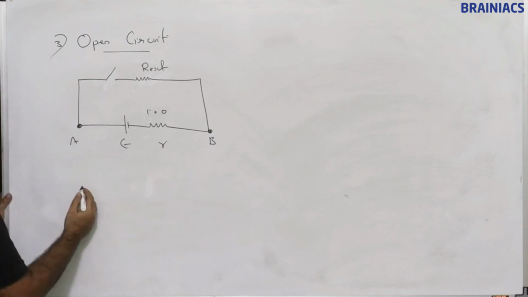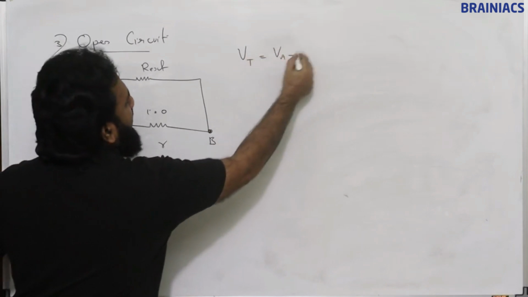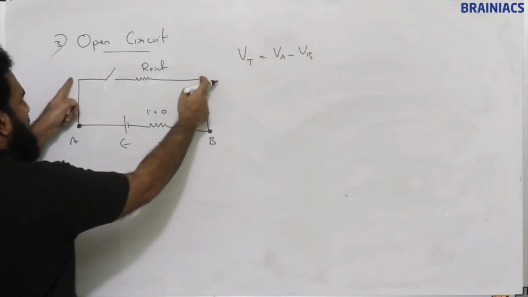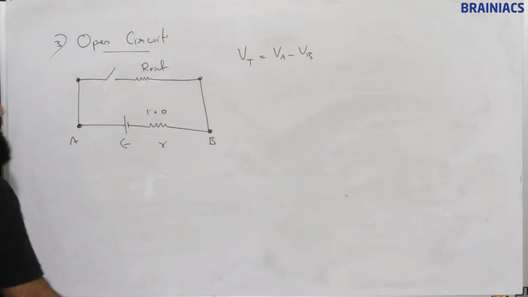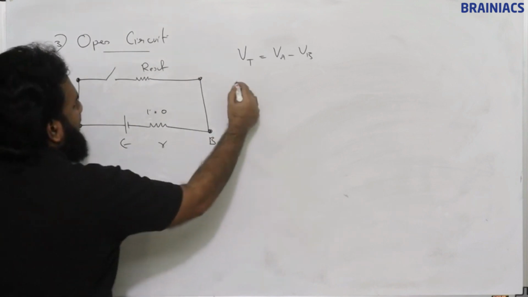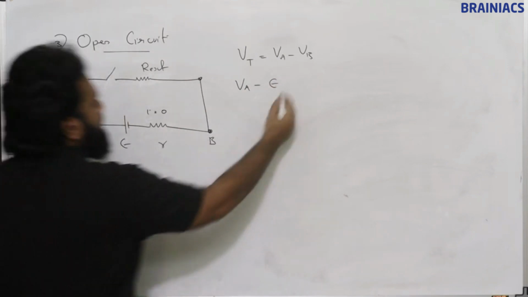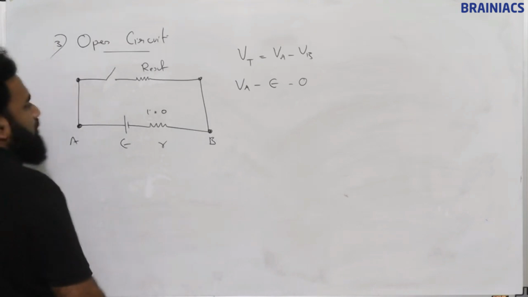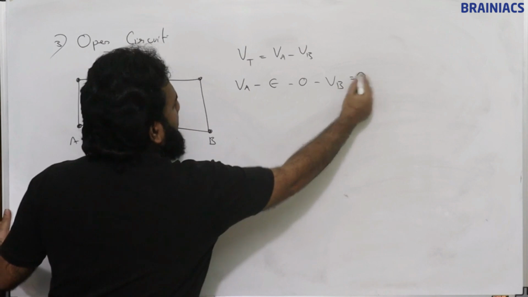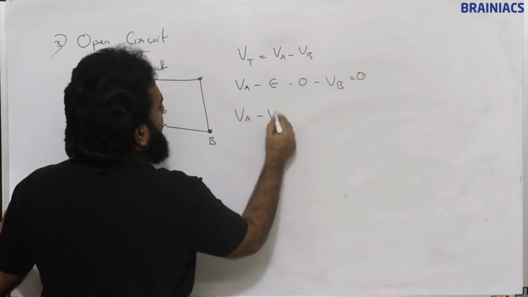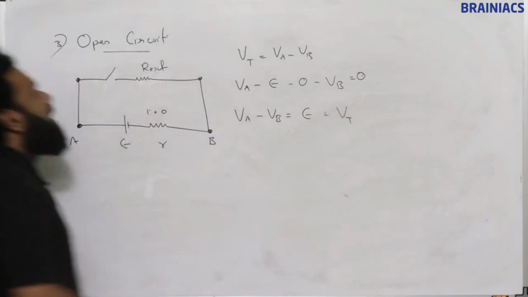If we take it in the same way, what is the terminal potential difference? VT is nothing but VA minus VB, that is the potential across this terminal and that terminal, everything is the same. So if we take VA minus E, where this term is nothing but 0, minus VB, it is equal to 0. So VA minus VB is equal to E, same as the terminal potential difference.